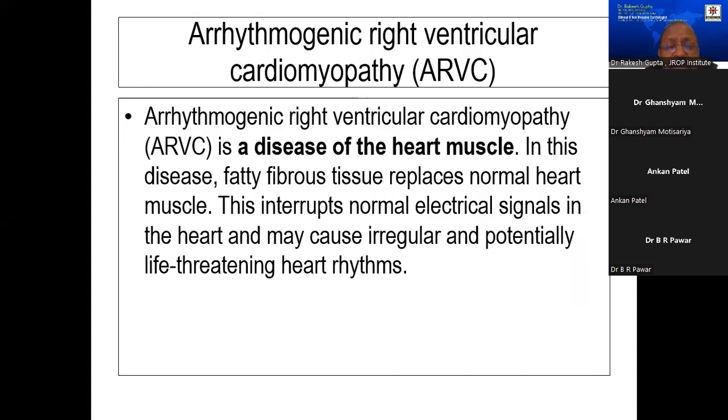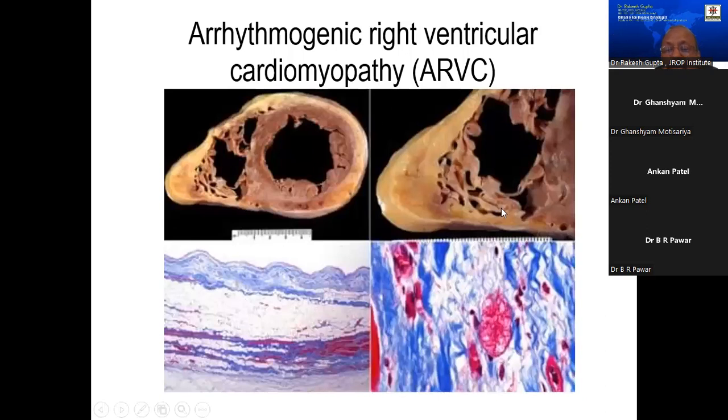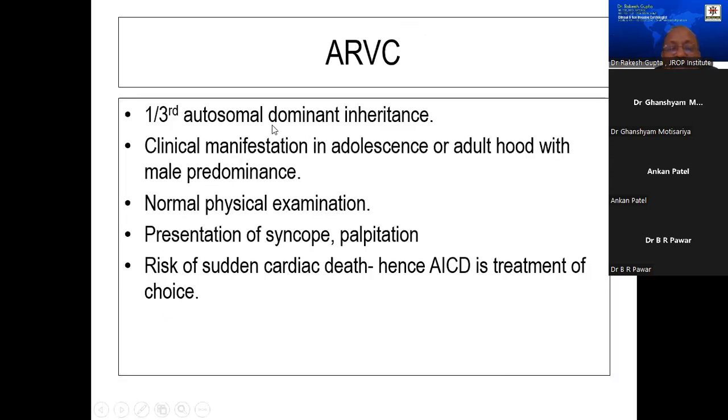And why I'm going to spend a few more minutes is because this is a very important condition presenting in life, because the majority of patients are asymptomatic and they present only with 2 symptoms, palpitation and syncope. Why does this happen? Because in the RV apex, the normal heart muscle is replaced by fibrofatty tissue, and they become a source for arrhythmias or dysrhythmias. This is autosomal dominant inheritance, with clinical manifestation in adolescence and adulthood with male predominance.